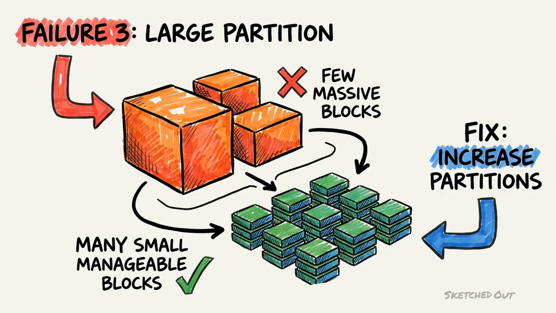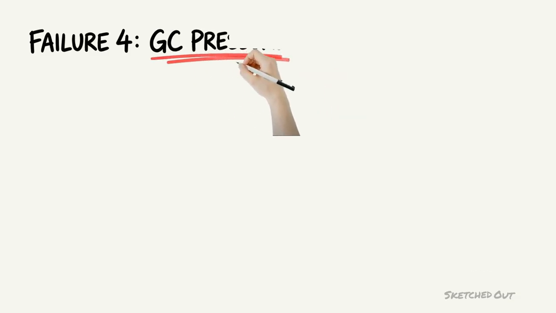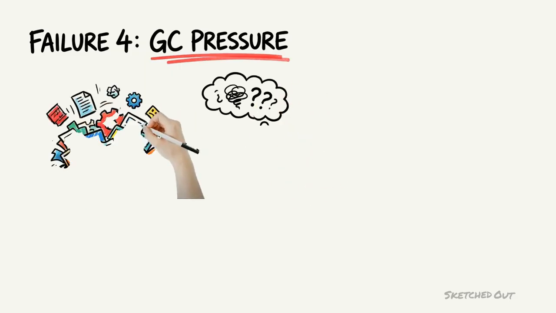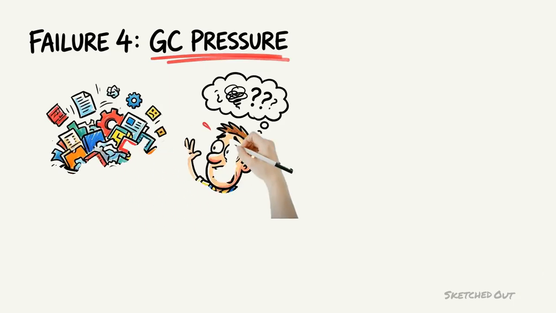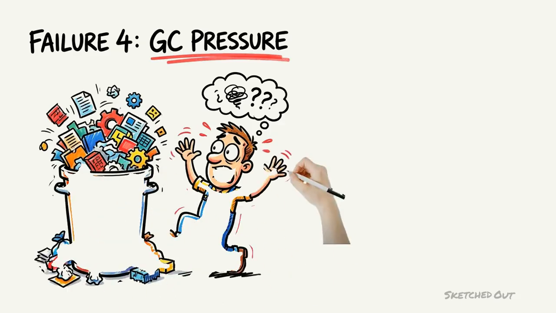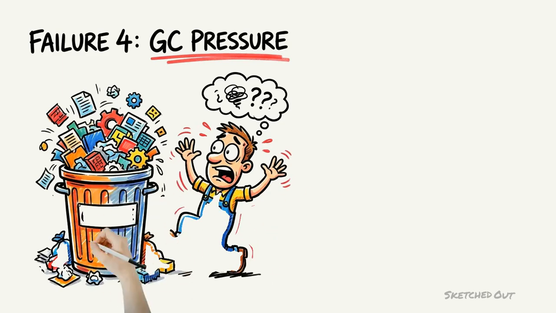Failure 4. Executor out of memory from garbage collection pressure. This one is different in character. The job is not holding a single enormous object. It is creating and discarding many medium-sized objects, and the Java garbage collector cannot keep up. Memory fills with objects that should have been collected, the process runs out of heap space, and the job dies.